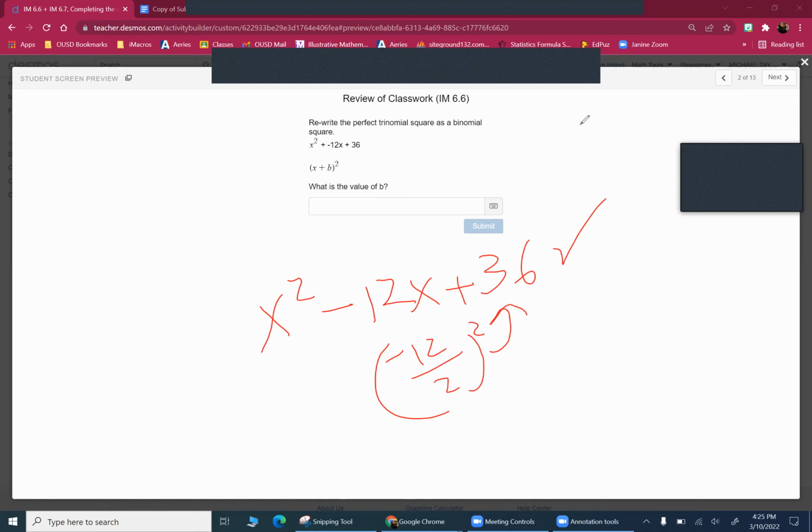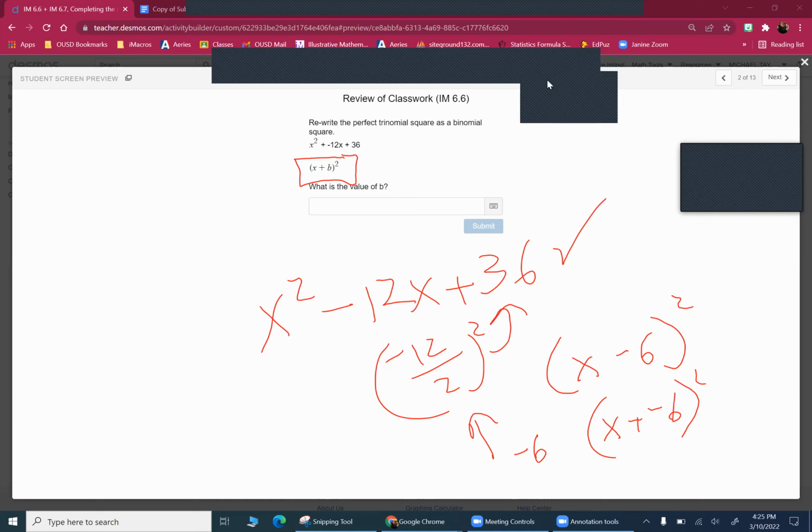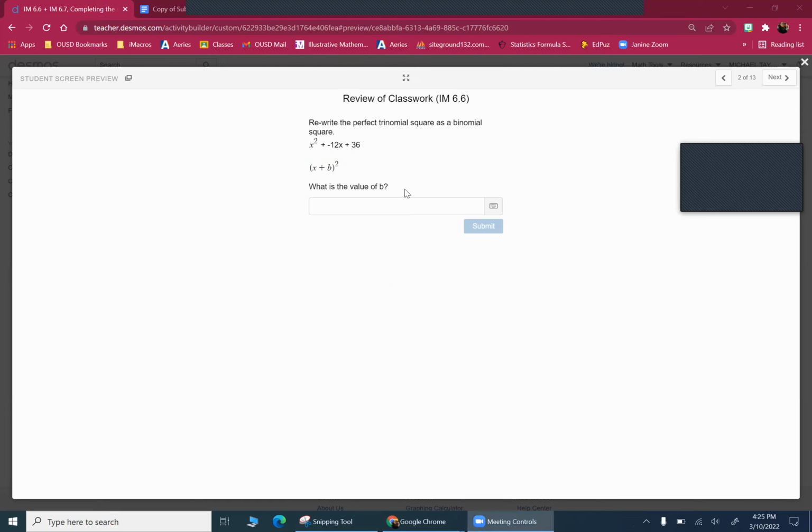The question is, how can I write it like x plus something or x minus something? Our pattern was that whatever number is inside the square will do it. So this was -6, which is x minus 6. Now you have to be careful here because of what this says. It says x plus something. So x minus 6 is the same as x plus -6 squared. We have to pay attention to the directions. So the number we're looking for there is -6.